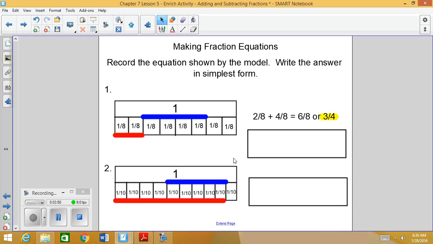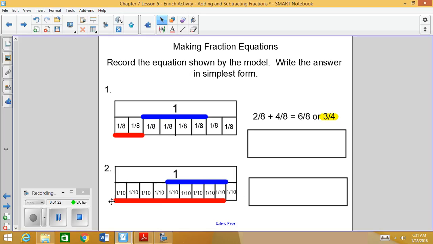Take a look at number 2. The model, boys and girls, shows a fraction strip that is broken into tenths. 10/10 is equivalent to 1 whole. Take a minute and look at the model and think about what are we doing in this equation. Are we adding or are we subtracting? Within this model, boys and girls, I have 2 colored lines. I have a red line and I have a blue line.